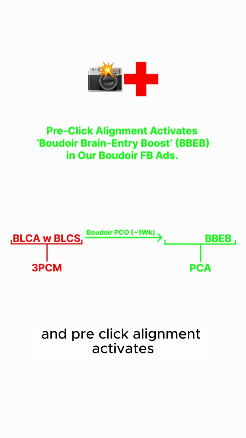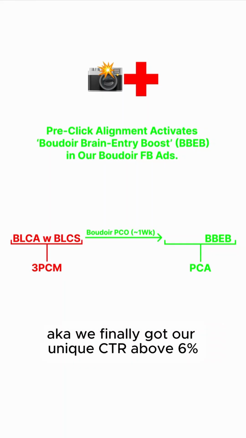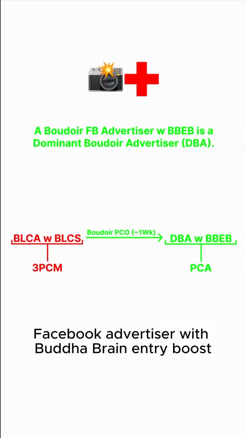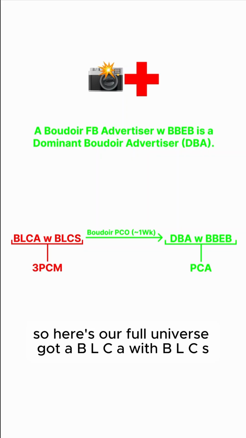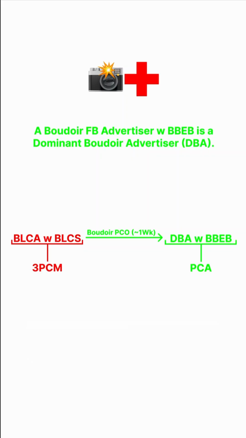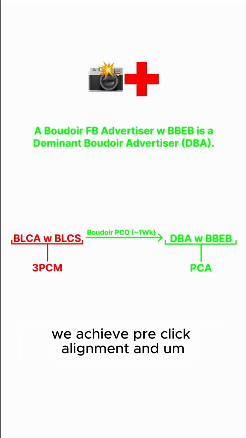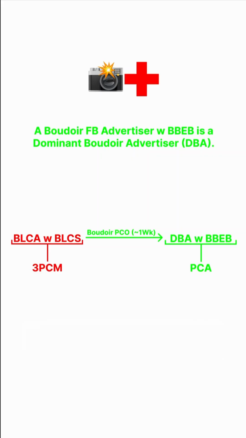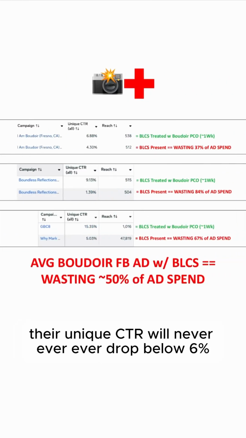And pre-click alignment activates Boudoir brain entry boost in our Boudoir Facebook ads, aka we finally got a unique CTR above 6%. And a Boudoir Facebook advertiser with Boudoir brain entry boost is a dominant Boudoir advertiser, a DBA. So here's our full universe. Got a BLCA with BLCS. It's caused by the 3 pre-click mistakes. Solution, Boudoir Pico takes about a week. We achieve pre-click alignment, and we become a dominant Boudoir advertiser with Boudoir brain entry boost. And those Boudoir Facebook ads, their unique CTR will never, ever drop below 6%.